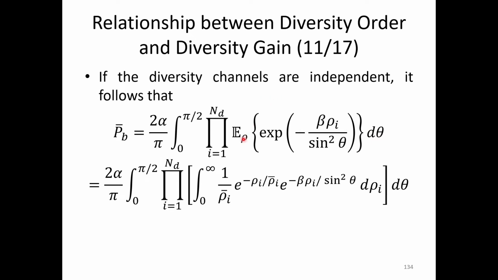So now we want to calculate the expectation. We can write an integration from 0 to infinity, and the PDF of rho I is 1 over rho bar I exponential minus rho I over rho bar I times exponential minus beta times rho I over sine square of theta d rho I.